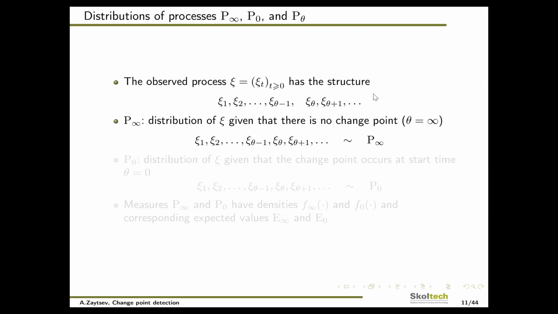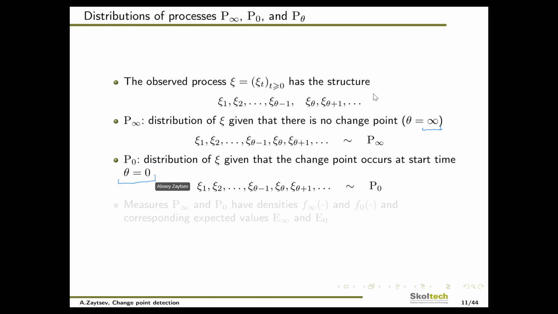So we have two distributions in a more general case that define what's going on. The first distribution assumes that the change point occurs at infinity time, and all our observations xi_1, xi_2, up to xi_{theta-1}, and so on, follow the distribution p infinity. That is the alternative where the distribution is the same all the time. The other case is when the change occurs at time moment zero, theta equals 0. In this case, we have the p0 distribution. And when you have something in between, we say that at the start we have the p infinity distribution, then at time moment theta we have this p0 distribution for our observations.